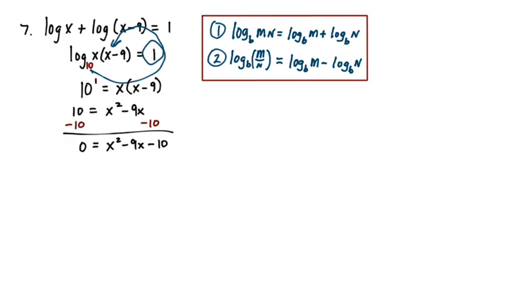Okay, so this is quadratic. We're hoping we can factor this using the AC method. We need two numbers that multiply to negative 10 and add to negative 9. And you can try figuring it out. You should end up with 1 times negative 10 and 1 plus negative 10. Let's go ahead and plug those numbers in. And so when we solve for x, we get negative 1 and 10.